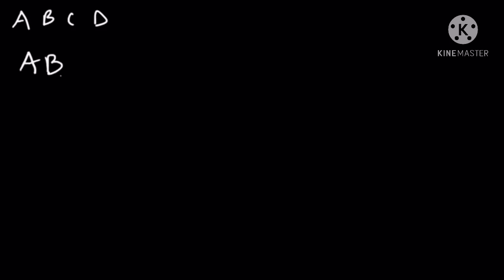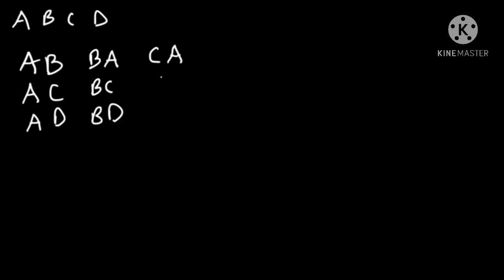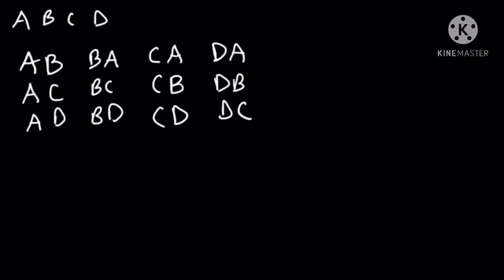Now we can choose AB, we can choose AC, we can choose AD, we can choose BA, BC, BD, CA, we can choose CB, CD, DA, DB, DC. A total of 12 different ways we can arrange 2 out of 4 letters. So, the number of permutations in this example is equal to 12. Now, what about the combinations?